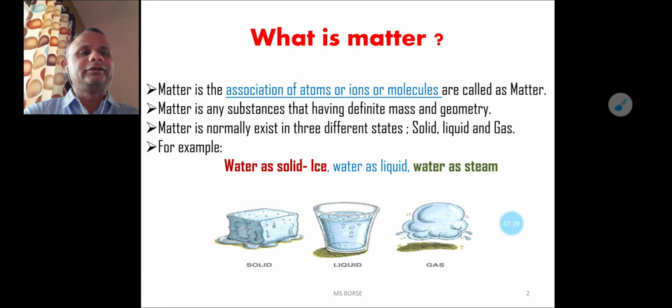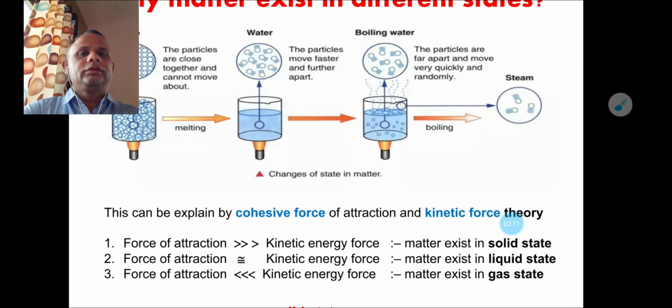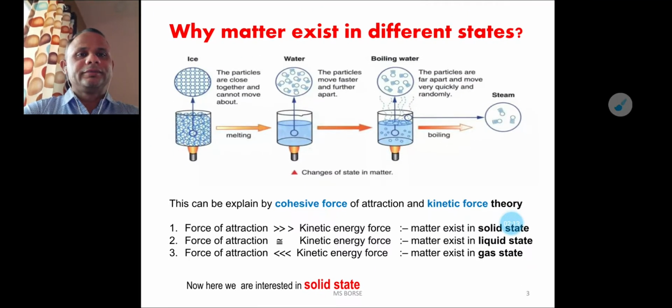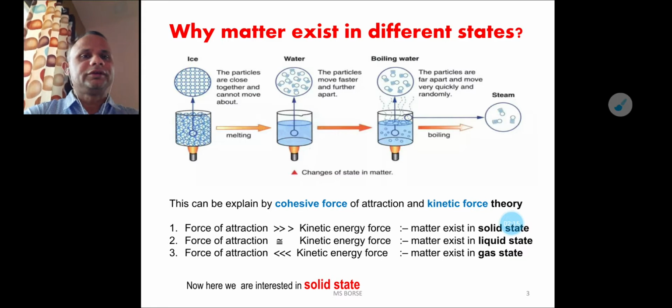Matter generally exists in three different states: solid, liquid and gaseous state. A simple example is water: as ice in the solid state, as liquid at room temperature, and at a higher temperature it exists as water vapor, or we can say steam. So the question arises in our mind, why does matter exist in three different states?